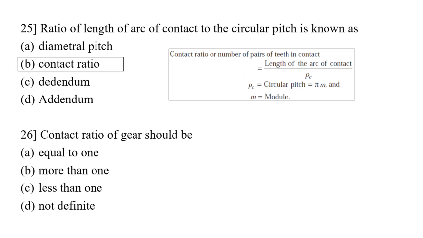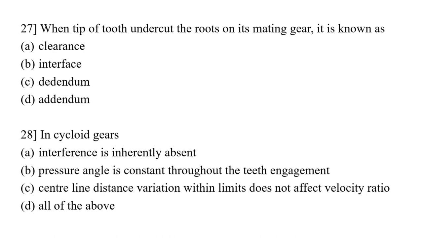Next, contact ratio of a gear should be always more than 1, or it is generally more than 1. Contact ratio is more than 1. Next, when the tip of a tooth undercuts the root of its mating gear, it is known as interference. So this should be avoided.